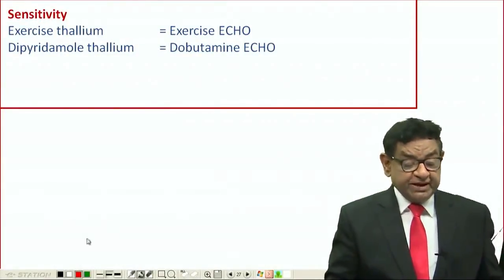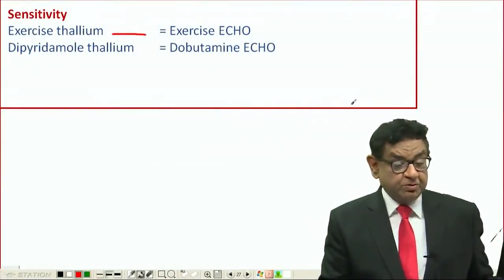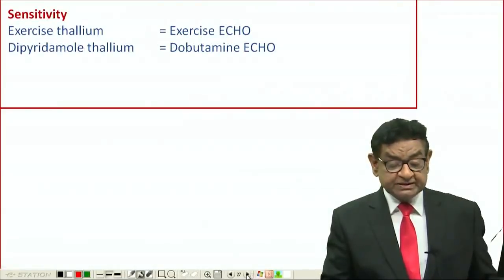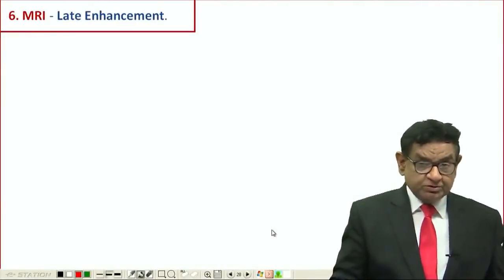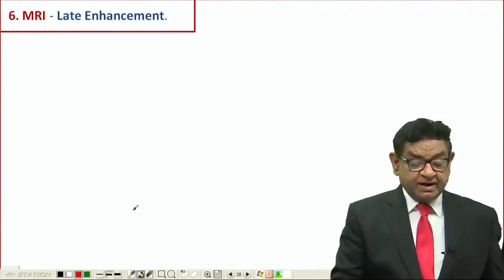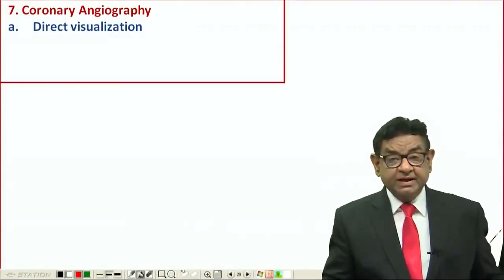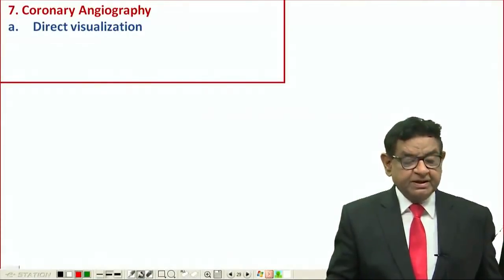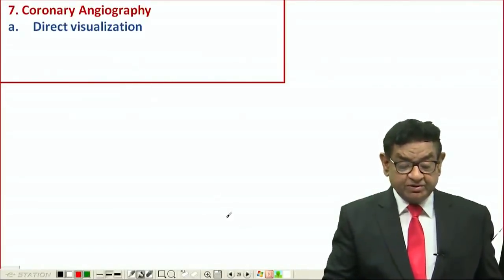Now, the sensitivity of exercise thallium is the same as exercise echo. Dipyridamole thallium and dobutamine echo sensitivity is the same. And we can also do cardiac MRI. In cardiac MRI, we get late enhancement, and late enhancement is a very sensitive test to look for tissue ischemia. And finally, we go for coronary angiography. We can see direct visualization of the arteries.